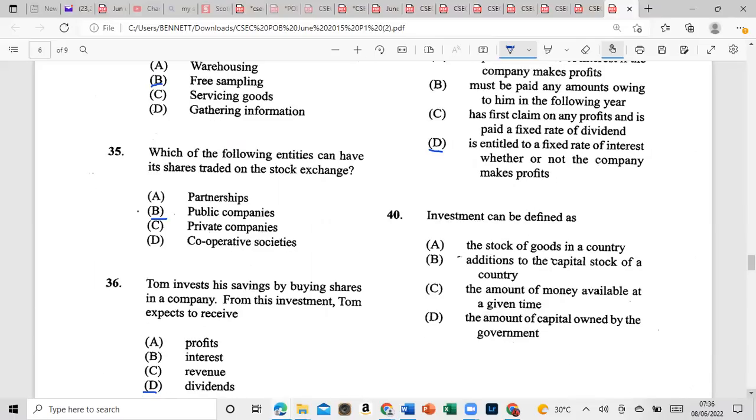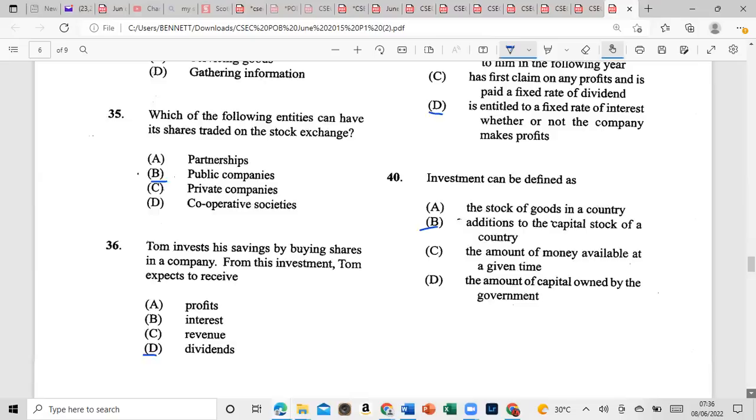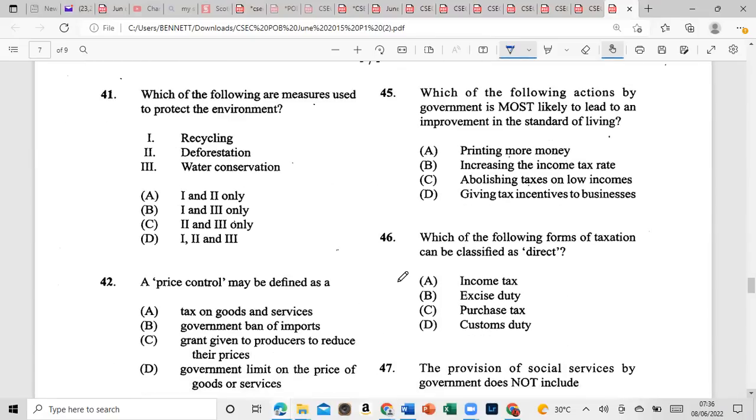Investment can be defined as A, stock of goods in a country, B, additions to the capital stock of a country, C, the amount of money available at a given time, D, the amount of capital owned by the government. No. Additions to the capital stock of the country. That's investment. So invest in a country, peeps. All right, let's move on to 41.